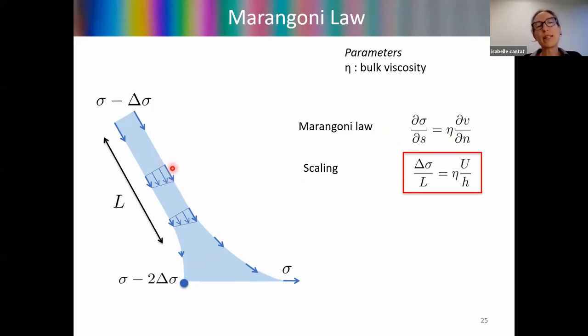Imagine you have a piece of interface here, and the tension is a little bit larger at this point than at this point. In order to balance the forces, you need a viscous force coming from the bulk in order to be able to write that the sum of the forces is 0 on this piece of interface. And this is true because in the foam, no forces are coming from the gas phase. So if you quantify this relationship, you get that the derivative of the tension in this direction is equal to the derivative of the velocity in the normal direction multiplied by the viscosity of the bulk.